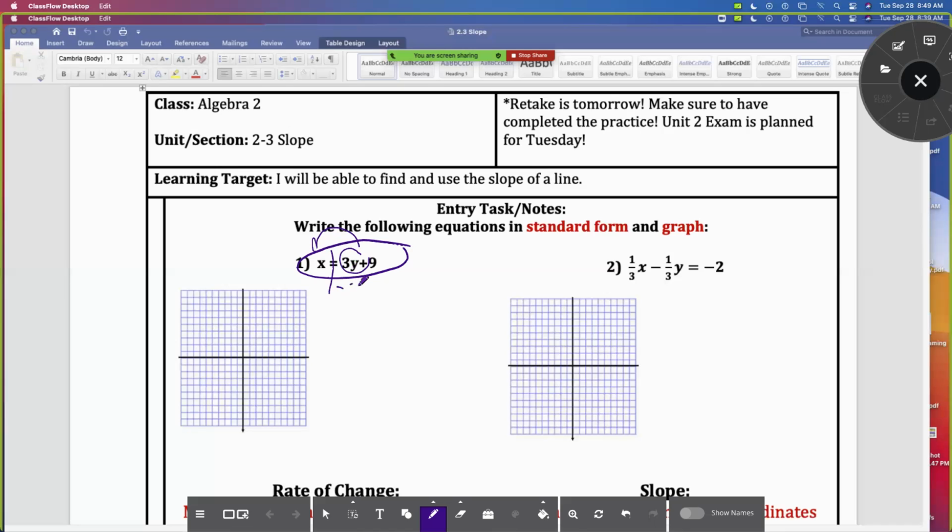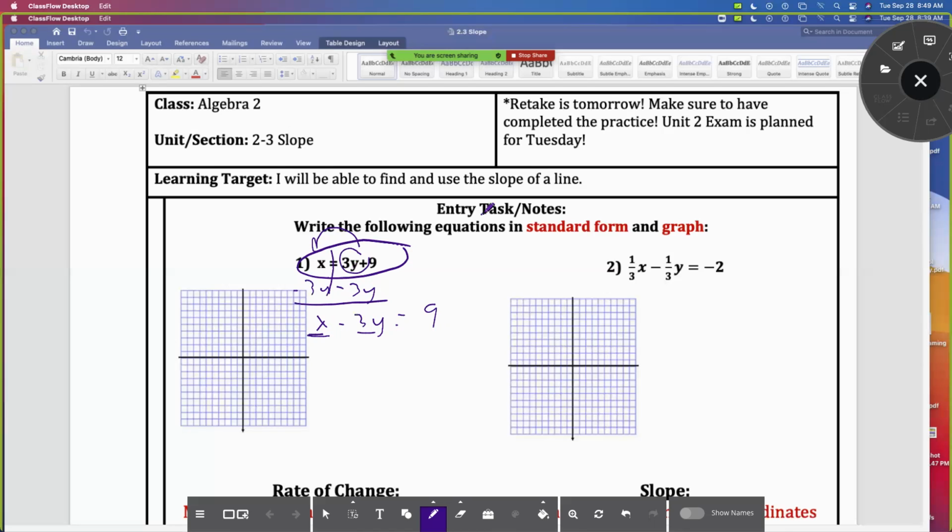That's a positive 3y, so I'm going to minus 3y on both sides. I'm going to end up with x minus 3y is equal to a positive 9. Now you can see here that my x and y are on the same side. My x specifically is positive, and my constant's already on the other side. So just like that, I can see that this is currently in standard form.